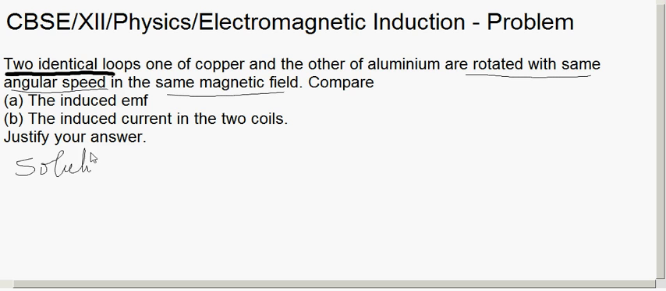So when we consider these points, it's very clear that the induced EMF in both the loops will be equal, because the area of the loop is same, given that they are two identical loops. So the areas of the loop will be same and the speed or the time periods are also same, and then they are rotated in the same magnetic field. So the change in flux linking both the coils will be same, and hence the EMF induced in both the coils will be same.